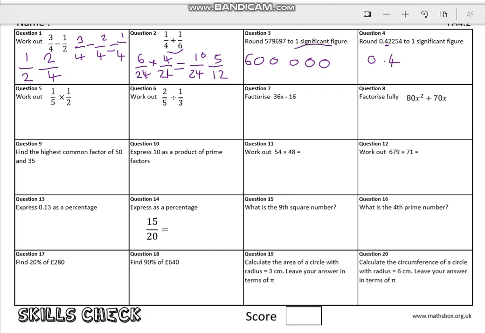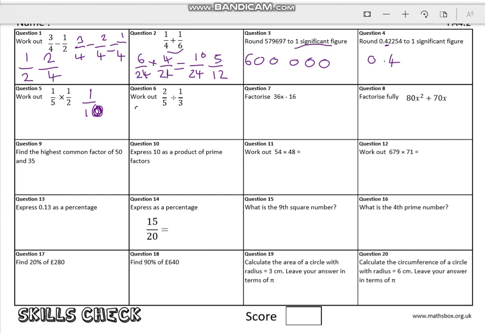Now we can move on to timesing fractions, which is much easier than adding and subtracting fractions that we've done before. So for timesing fractions, all you have to do is times the top two numbers together. So 1 times 1 is 1. And then you times the bottom two numbers, so 5 times 2 is 10. So nice and simple for that one. That is a 0, not a 6, so that is 1/10. There we are.